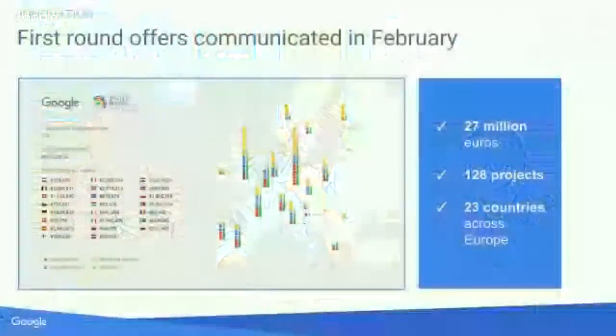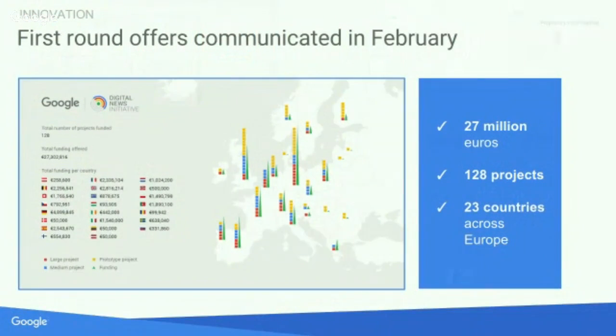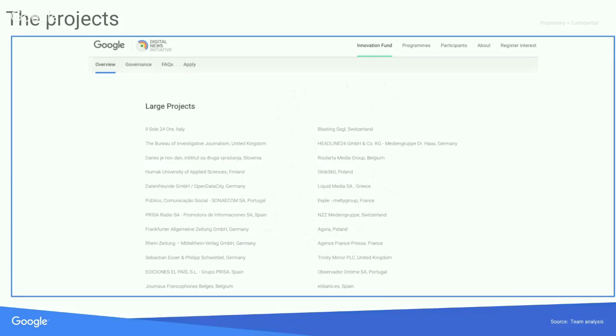In February 2016, we made the selection and announced the projects, and we selected 128 projects among 23 countries, and we offered 27 million euro funding. You have all the information on the website. If you look at the website, you can see listed the large projects, the medium projects, and the prototypes. You have the list of the companies that have been offered funding. We are now in the process of drafting the funding agreements. More than half of them have already been signed, and so people are starting to work on their projects now.